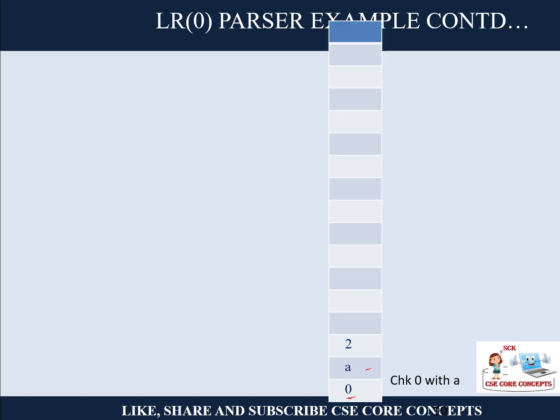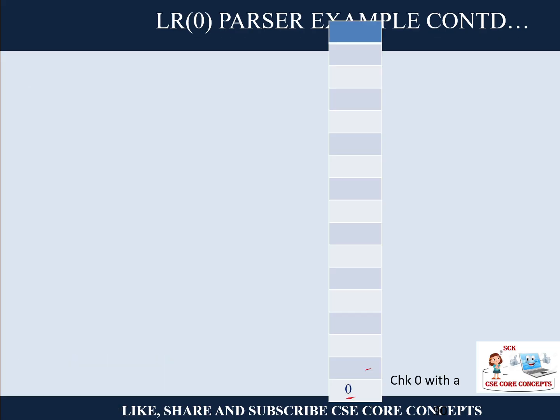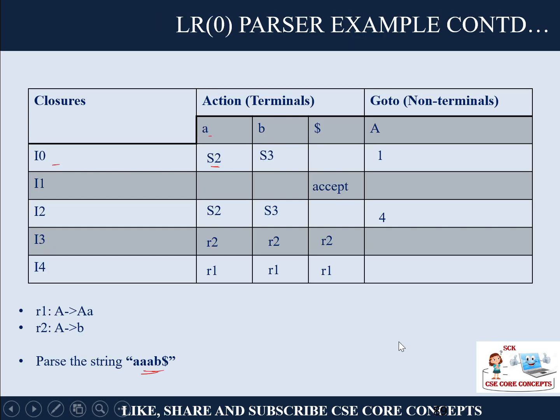The next element in your string is again a. What was our string? Let us write it down: a, a, b, and dollar. So this is done. Now the next element is again a. In which closure are you right now? Top of the stack is 2. So let us check from closure I2, and our string is a: S2. Again we will move to 2.